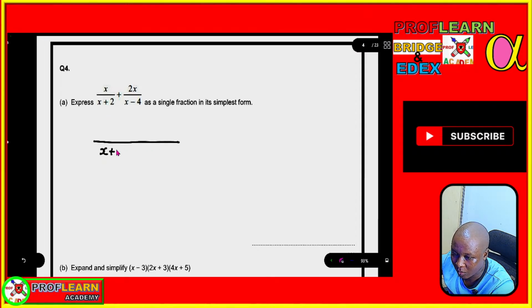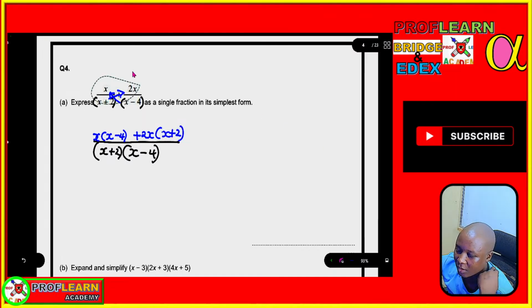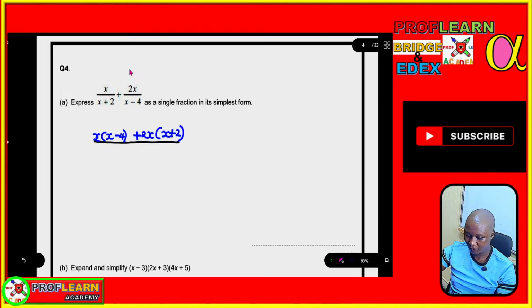This is going to be x plus 2, x minus 4. So I've grouped this and I've multiplied these two together. Then once you've done that, you are going to multiply this on this end. So we shall have x into x minus 4 plus this one will be multiplied on the other side. So we shall have 2x into x plus 2. Basically that is what we're going to do in that part.